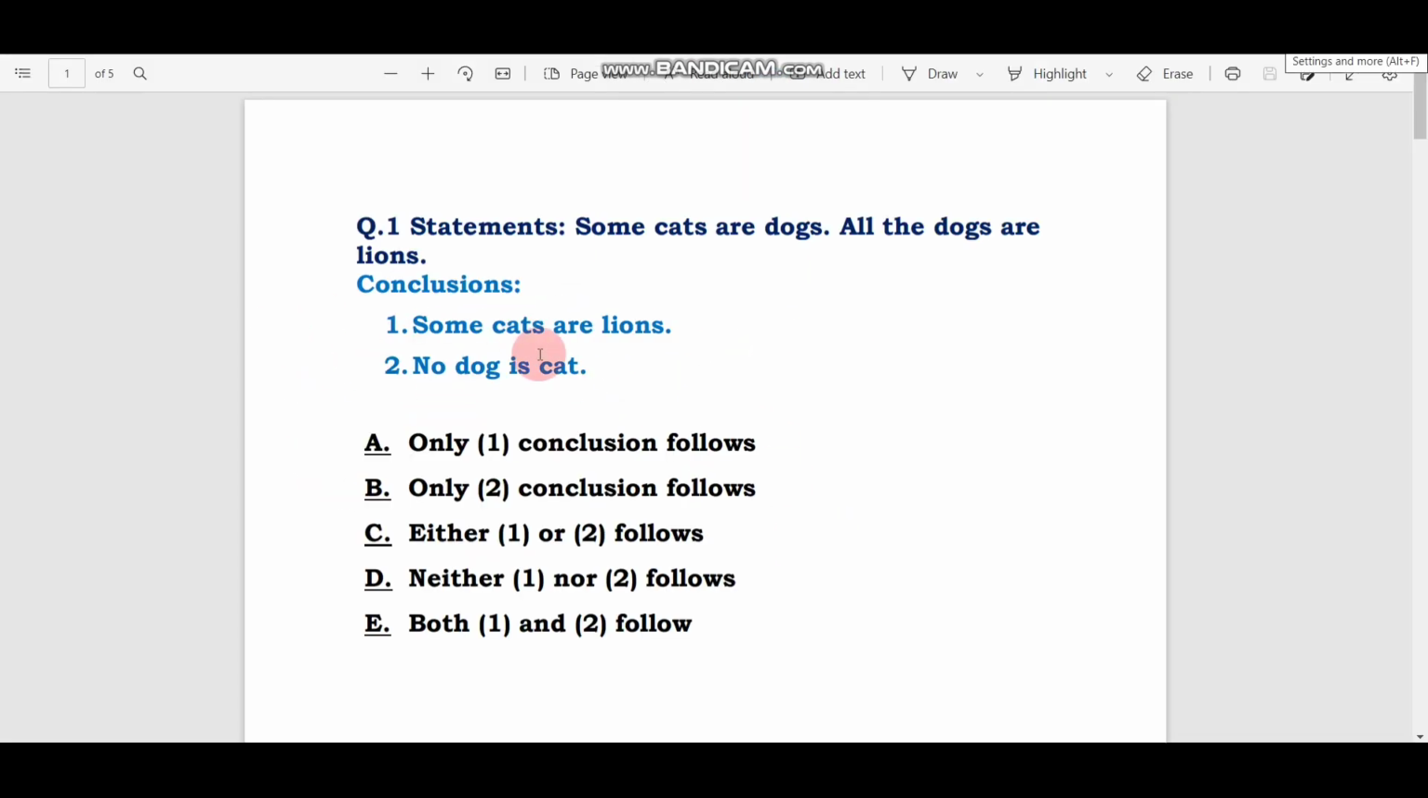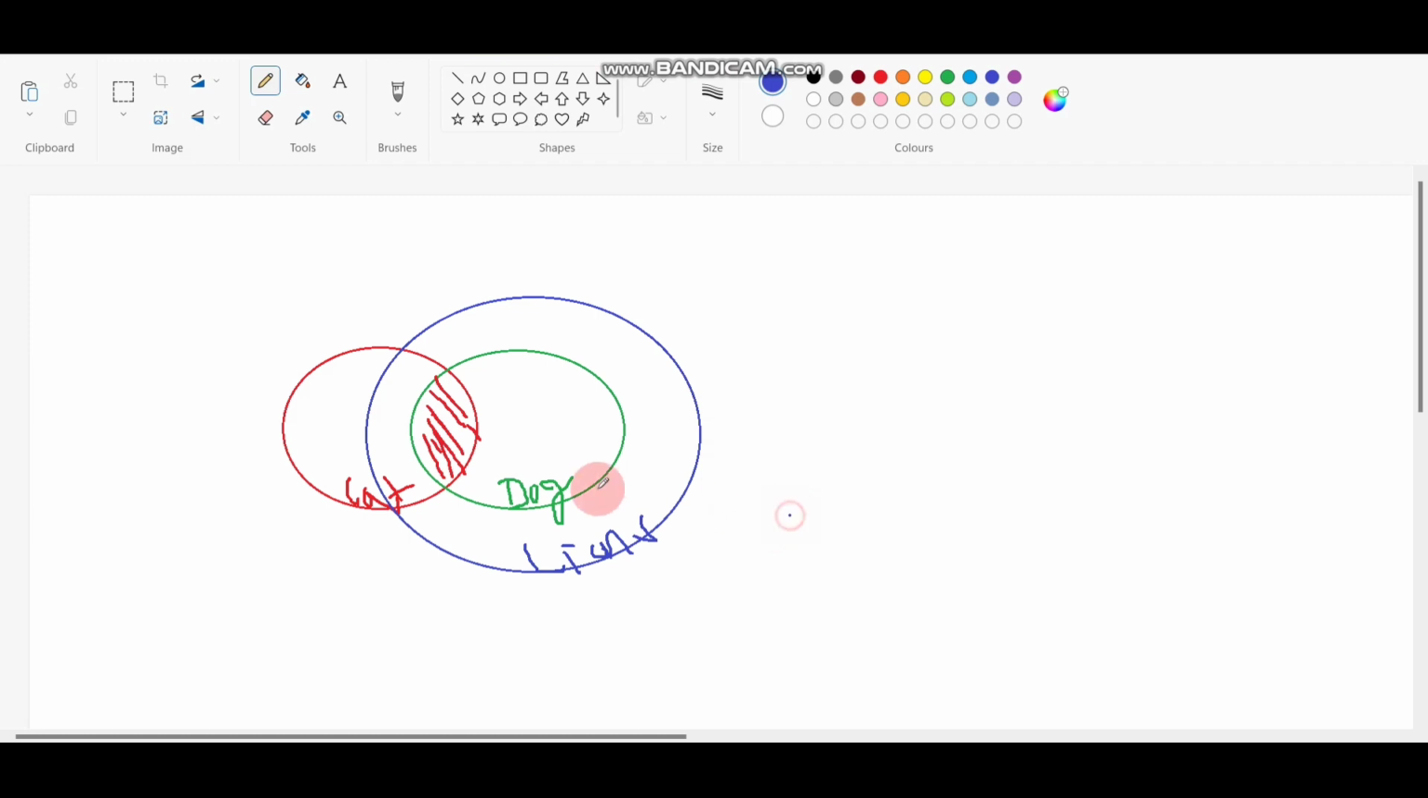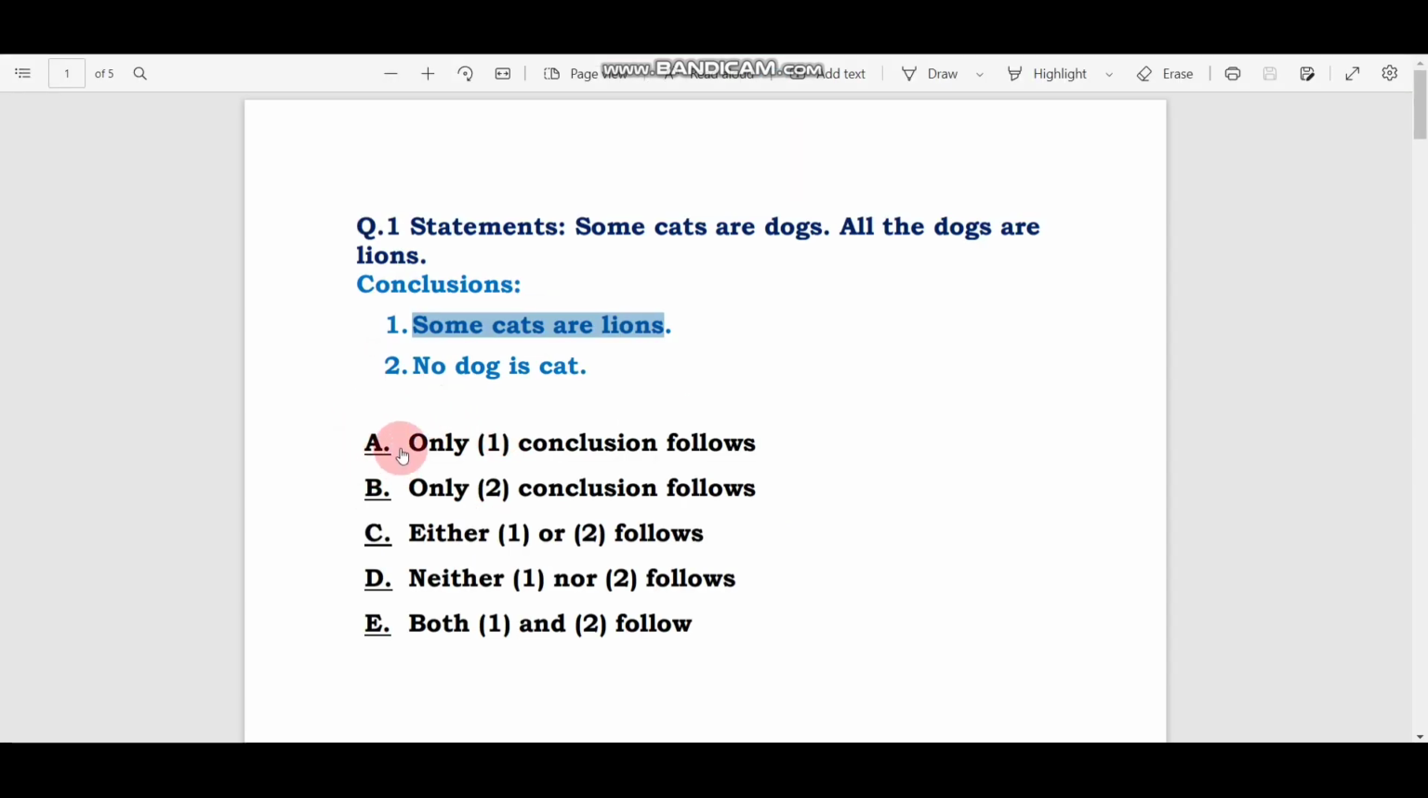So what do we have to do? We just have to conclude whether it is correct or not. First let's check this: some cats are lions. Is it correct? Yes, obviously it is correct. You can see this is the portion, some cats are lions. This is cats and this is lions also. So conclusion one is following.